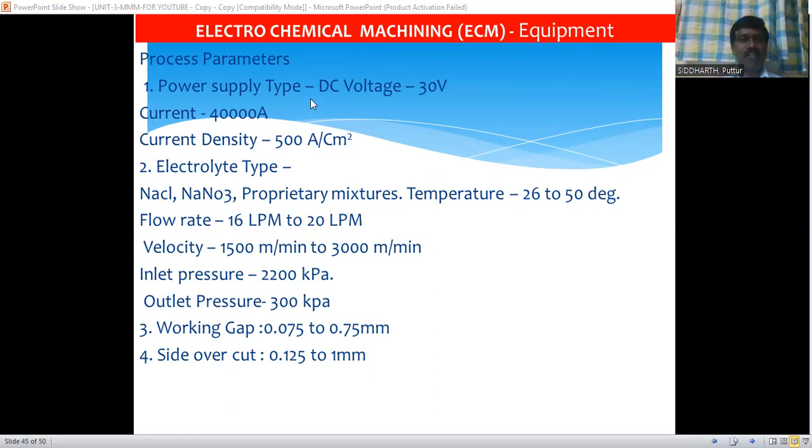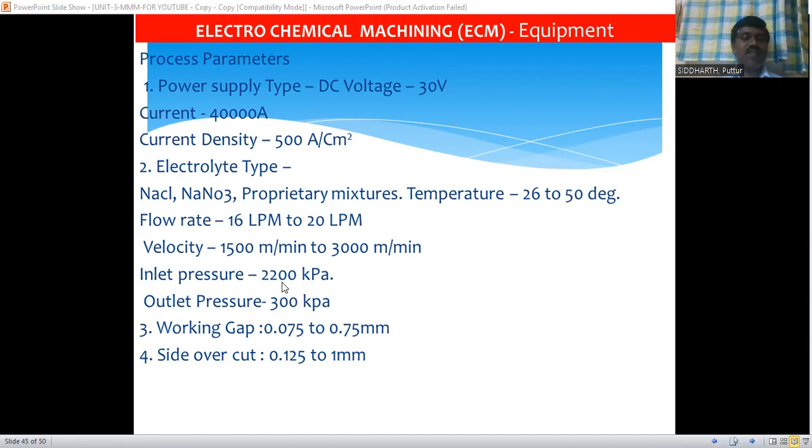Now coming to the process parameters. These are the process parameters we are going to use in this electrochemical machining process. The power supply type is DC, voltage of 30 volts and current of 40,000 amps. The current density is 500 to 20,000 amps per square centimeter. Now coming to electrolyte type, it may be NaCl, sodium chloride, NaNO3, or proprietary mixtures, depending upon the requirements, and the temperature is in the range of 26 to 50 degrees. The flow rate is 16 to 20 liters per minute. Now coming to the velocity with which we supply this electrolyte, it is 1500 meters per minute, and it may be 3 to 3000 meters per minute. With this velocity we supply the electrolyte towards the machining zone.